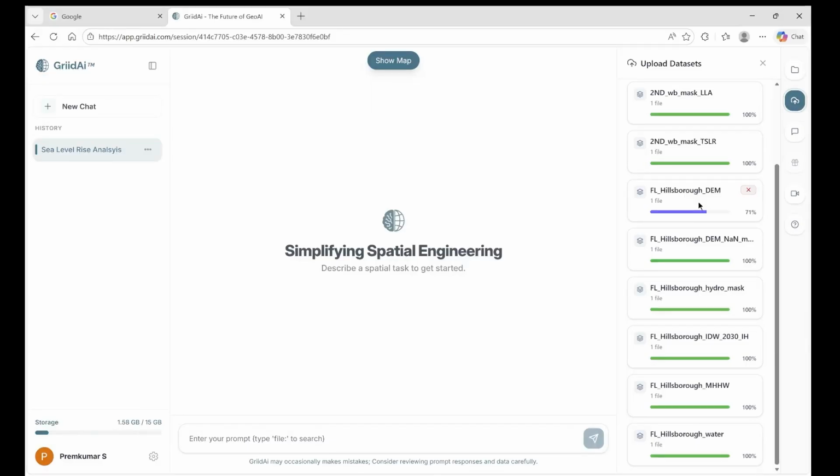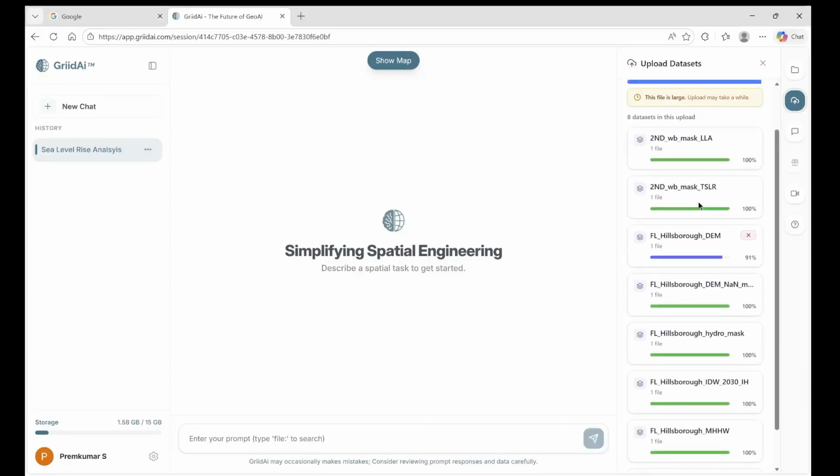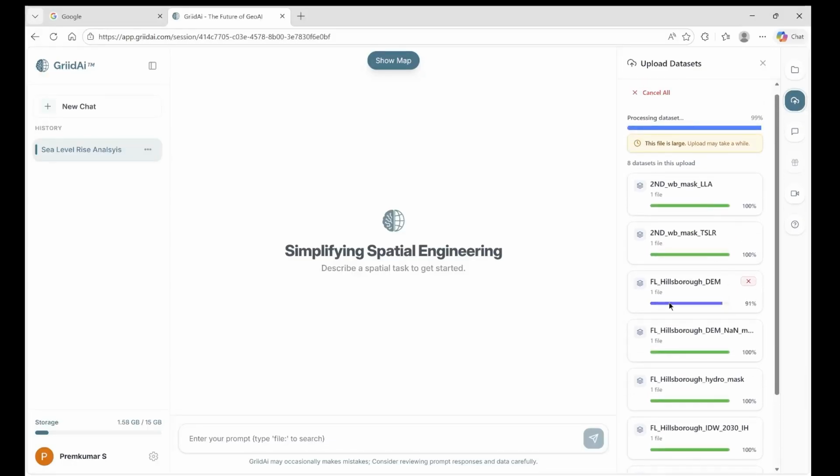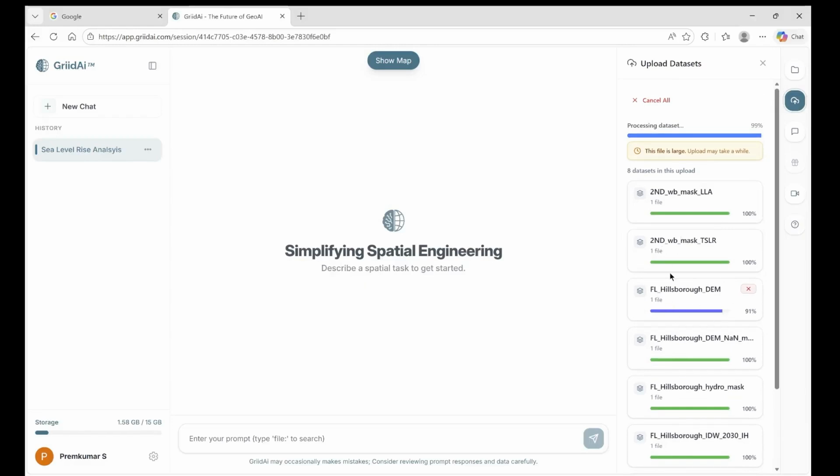And lastly, the most important dataset is the digital elevation model of the terrain. We have it at a resolution of 3 meters, both horizontal and vertical. That's the resolution of the DEM data, and that's the reason it has a file size of 1.4 GB and is taking time to load. Of course, the system is very fast and it's already reached 91%, so in another few seconds it should finish the upload process.